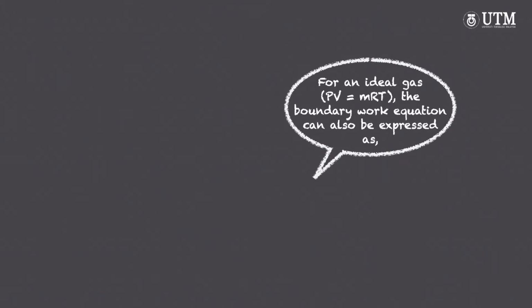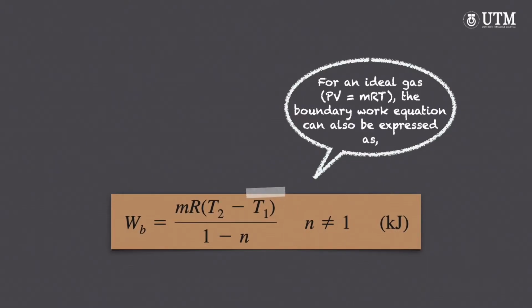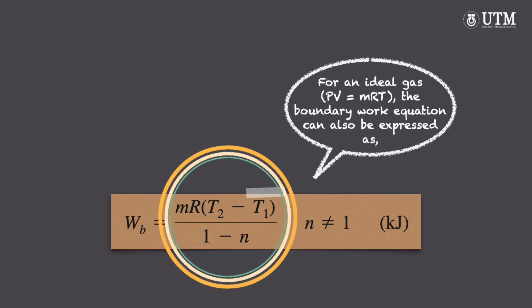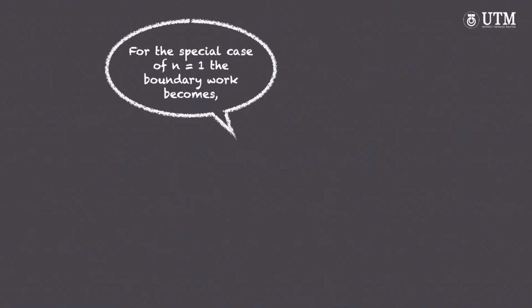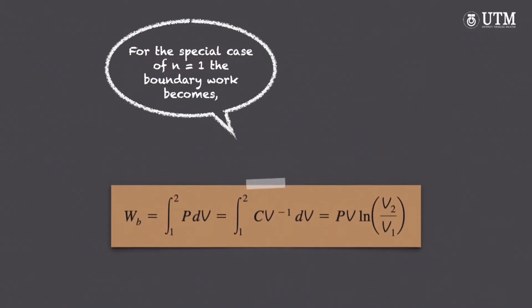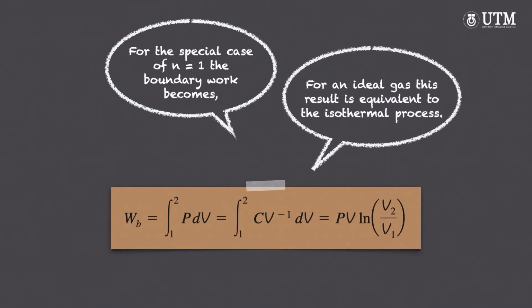For an ideal gas, the boundary work equation can also be expressed in the given form since PV equals mRT. However, for the particular case of n equals 1, the boundary work becomes the given equation. For an ideal gas, this result is equivalent to the isothermal process.